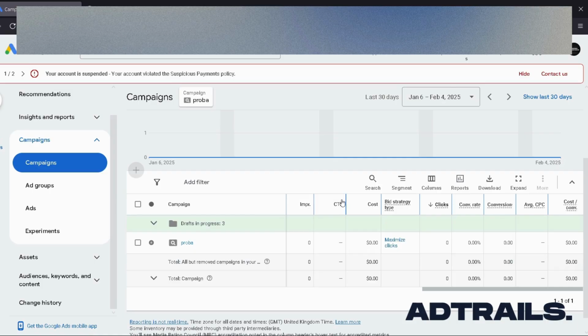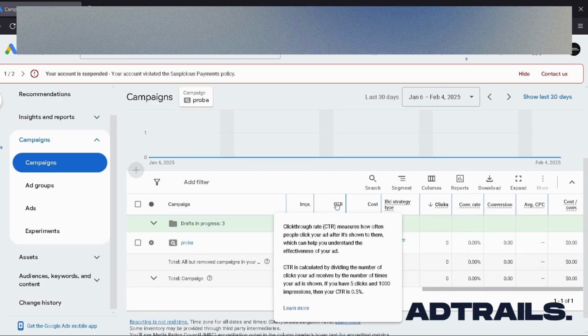Click-through rate, I already explained that dozens of times. As it says here, it measures how often people click your ad after it's shown to them, which can help you understand the effectiveness of your ad. That is the percentage of people who showed some kind of interest in your ad and clicked it after seeing it. That could indicate that your ad is relevant, or on the contrary, that your ad is not relevant at all or not compelling.